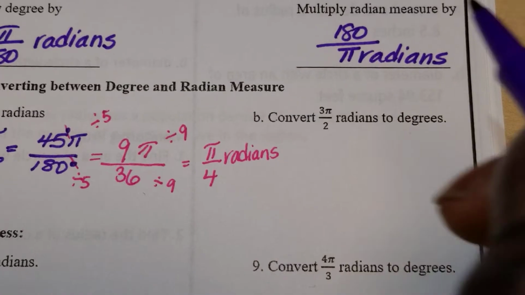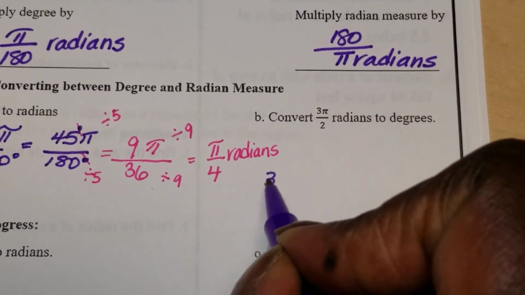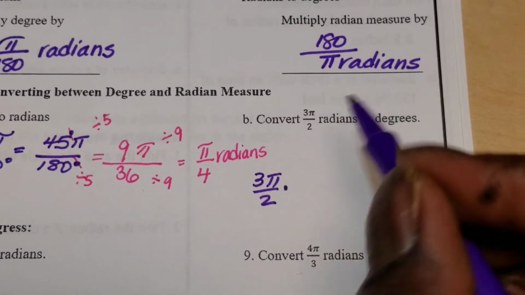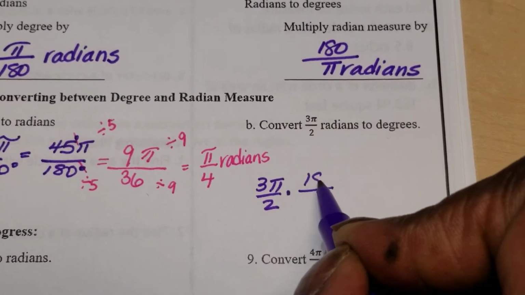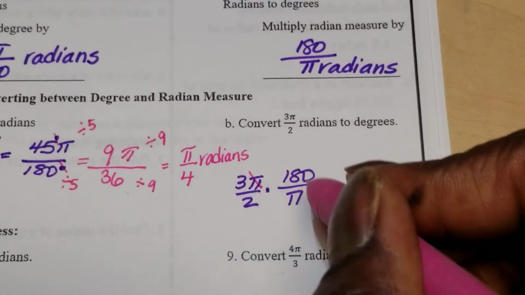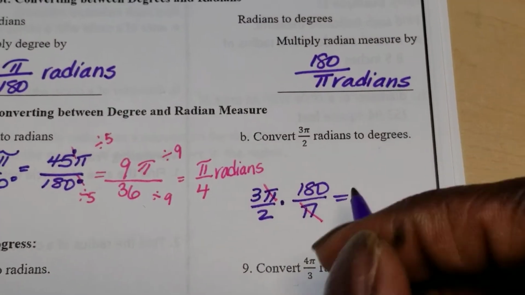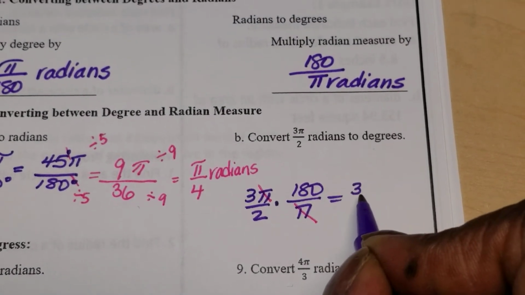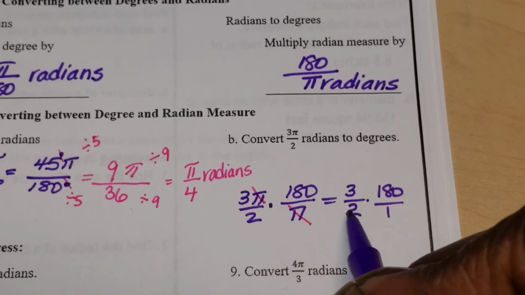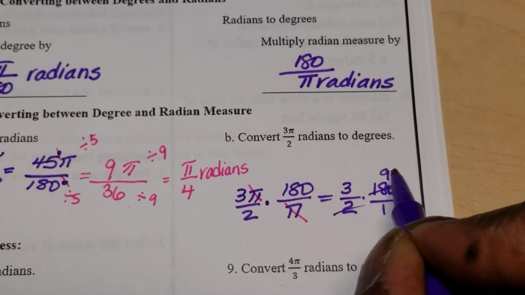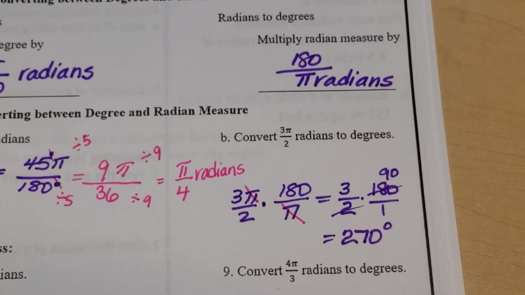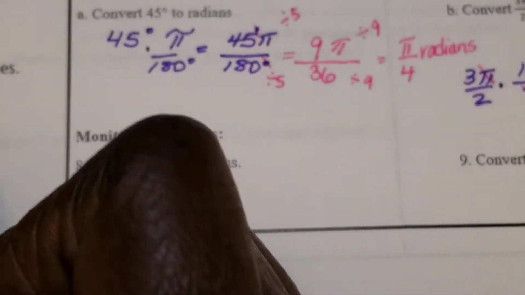All right, so now this is slightly different. We're going to take 3 pi over 2 and multiply it by our conversion factor 180 over pi. So 180 over pi, and that allows us to cancel pi. Okay, and now we're simply trying to simplify this fraction, which we know 2 goes into 180 90 times, and we get 270 degrees. Let's move to the next item.